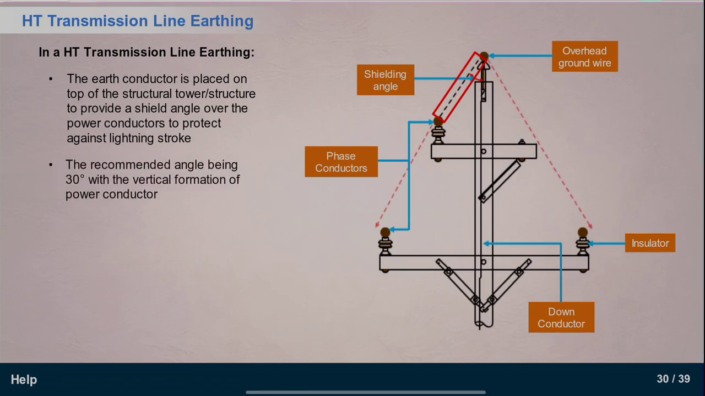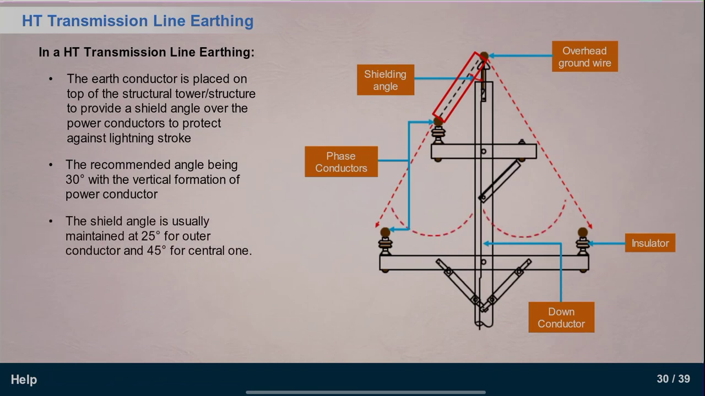The recommended angle is 30 degrees with the vertical formation of power conductor. This is also called protection angle. The shield angle is usually maintained at 25 degrees for outer conductor and 45 degrees for the central one. Let us move on to learn about the specifications for tower earthing.